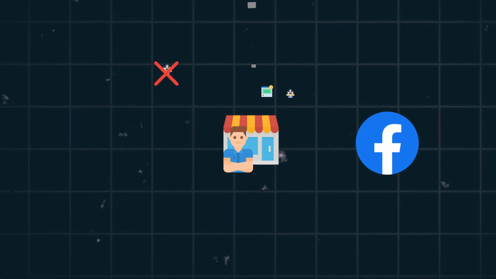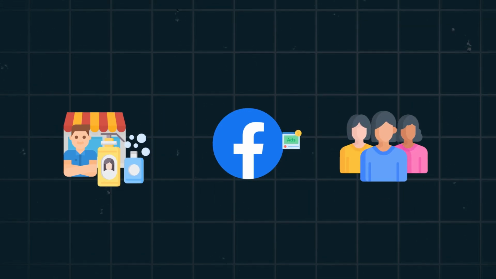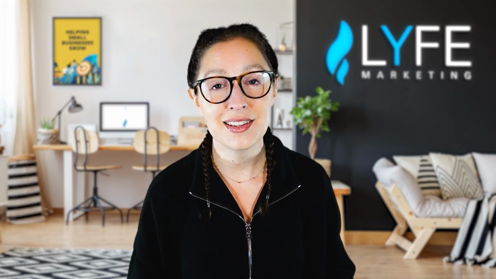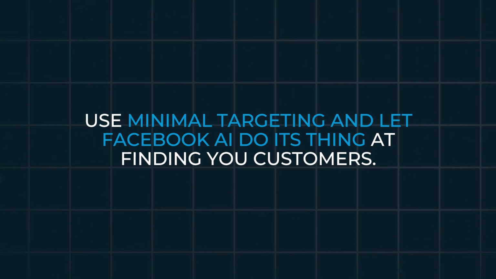Or if you sell a product that's specific to a certain gender, you can tell Facebook which gender to show your ads to. If you still feel like your audience is too broad, then you can add 1 to 3 interests max to help the algorithm sort faster. But remember, it's good at sorting on its own now. So don't get in your own way with Facebook targeting. Use minimal targeting and let Facebook AI do its thing at finding your customers.